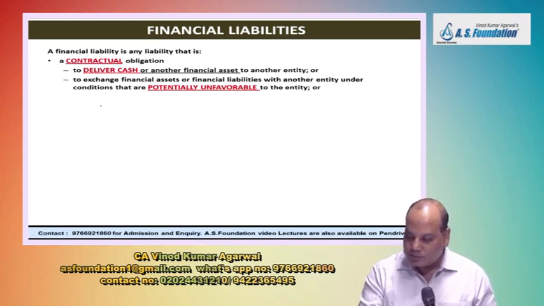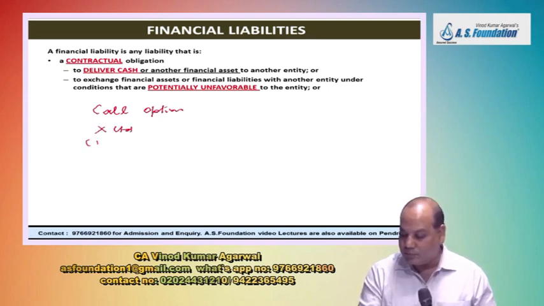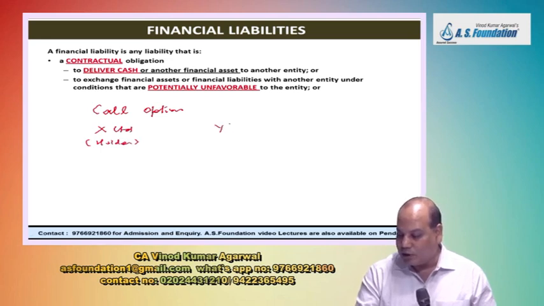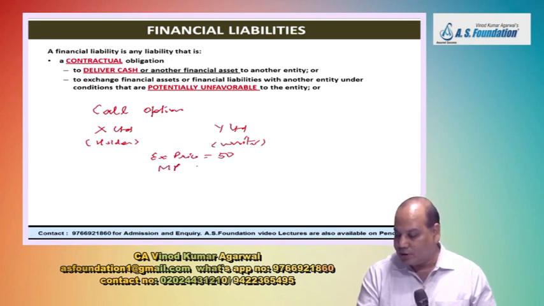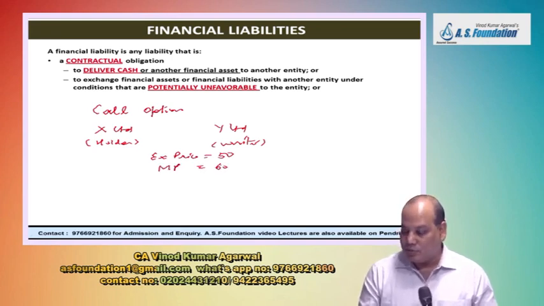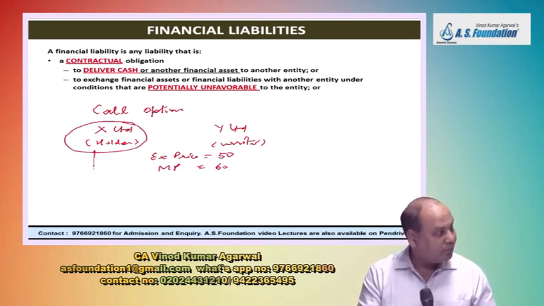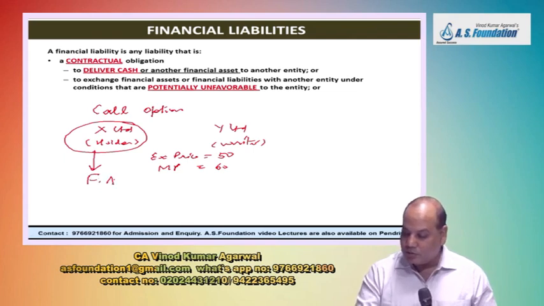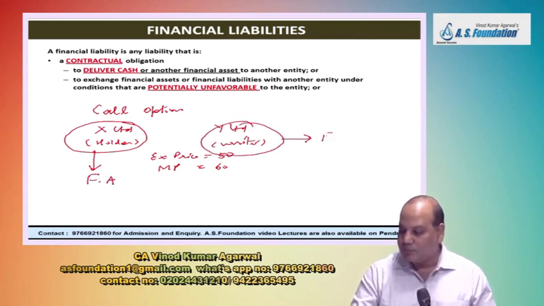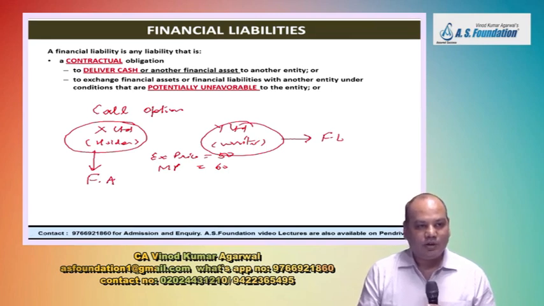Repeat the same example. There was an example of a call option. X Limited is the holder, Y Limited is the writer, the exercise price is 50 and the market price is 60 rupees. So the call option is favorable to the holder here. So for him, it is a financial asset and for the other, it is a financial liability.